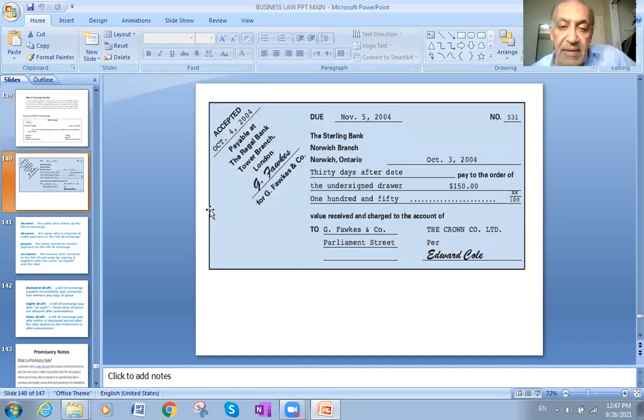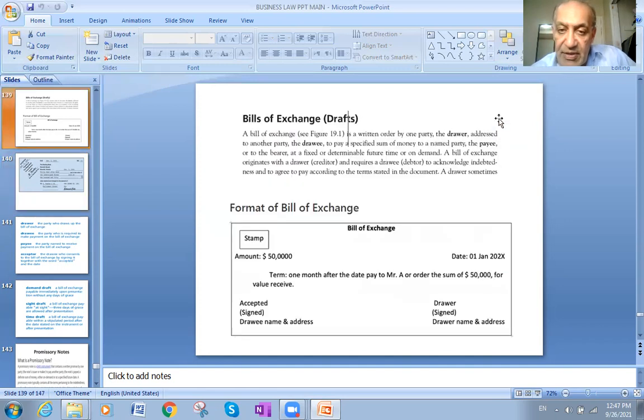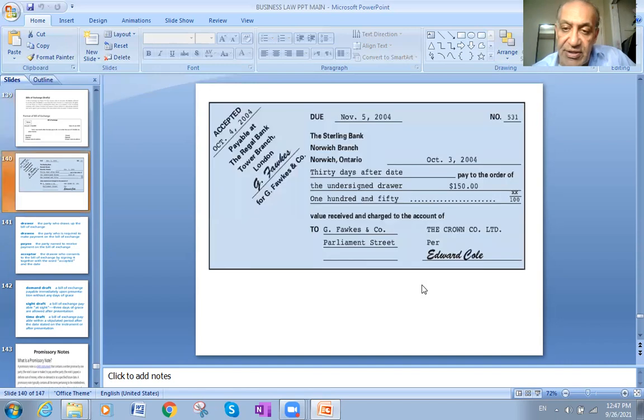Here is an example. You have the date and the number, like we said in the previous page, the date and the number of the bill of exchange. It must be there, the date and the number. Then the Sterling Bank, Norwich branch, Ontario as example, on the date of October 3. We started with October 3. So October, look at this. This is October 3, then this is November 5.